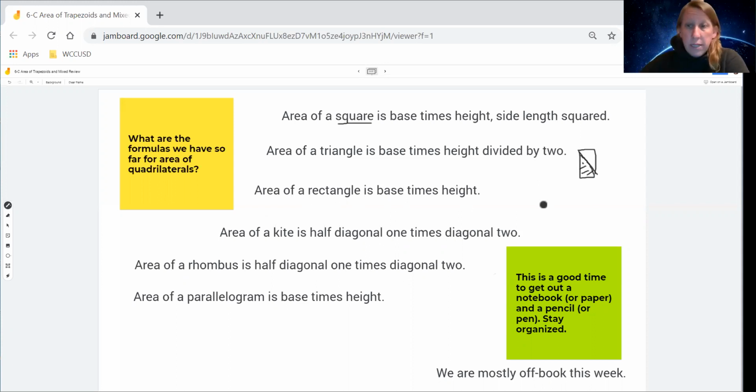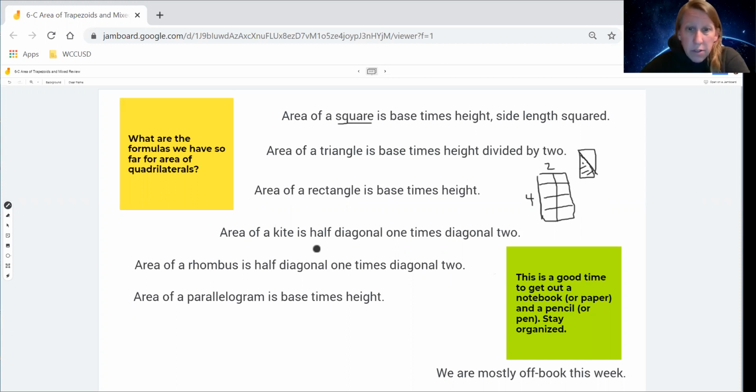Area of rectangle is base times height. That's how you find out the number of squares inside a rectangle. If you have, wow, bad rectangle, 2 times 4, okay, the area is going to be 8. So area is really related to multiplication, which is why all of these formulas have multiplication in them.